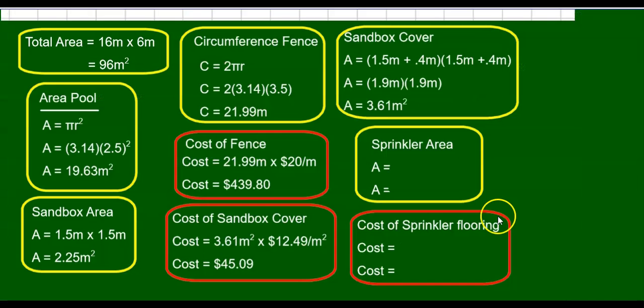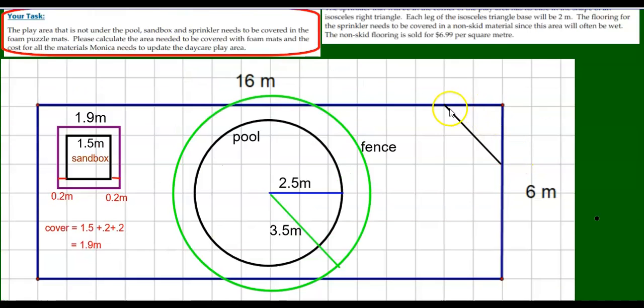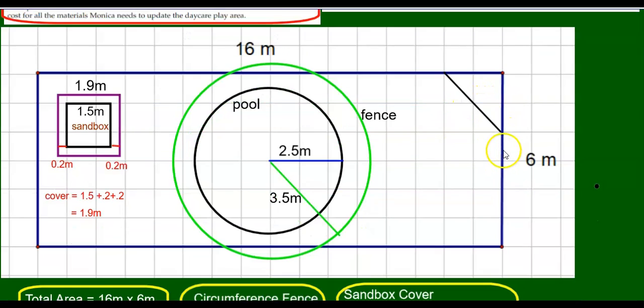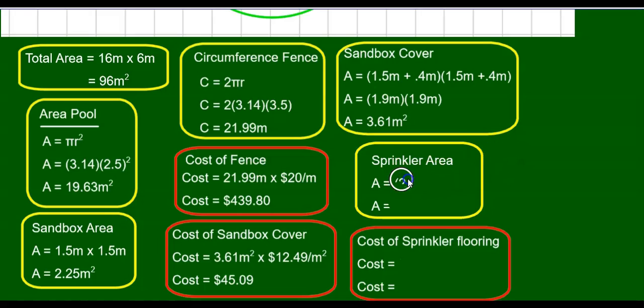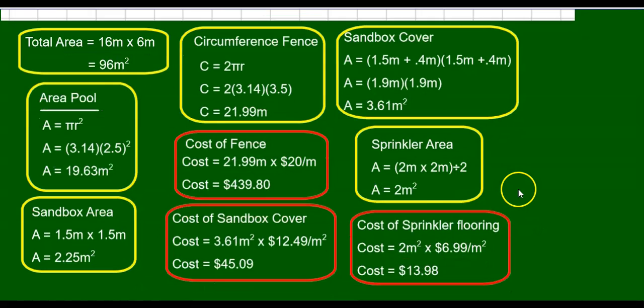So let's do that. The sprinkler area is just a triangle, so it's base times height divided by 2. So it's just 2 by 2 divided by 2. So here you see it's 2 by 2 divided by 2. So that area is going to be 4 divided by 2. It's just 2 meters squared. And the cost is $6.99 per meter squared for that flooring. So now it's $13.98 that we're going to add to our costs.